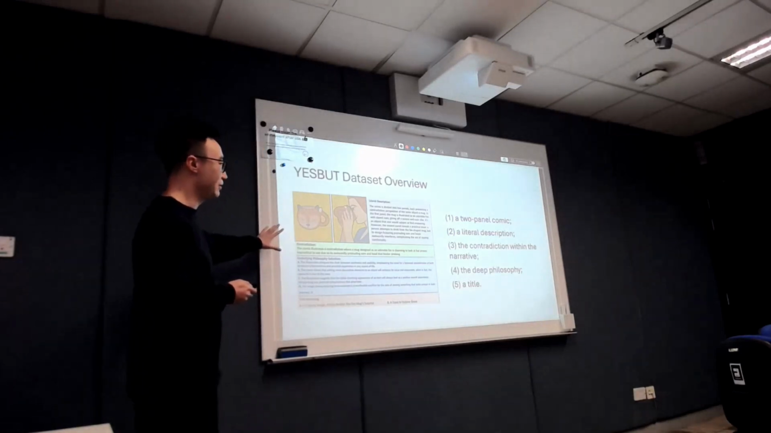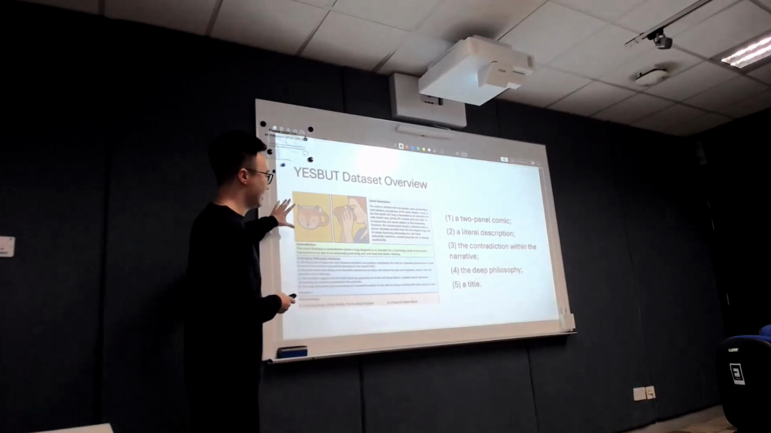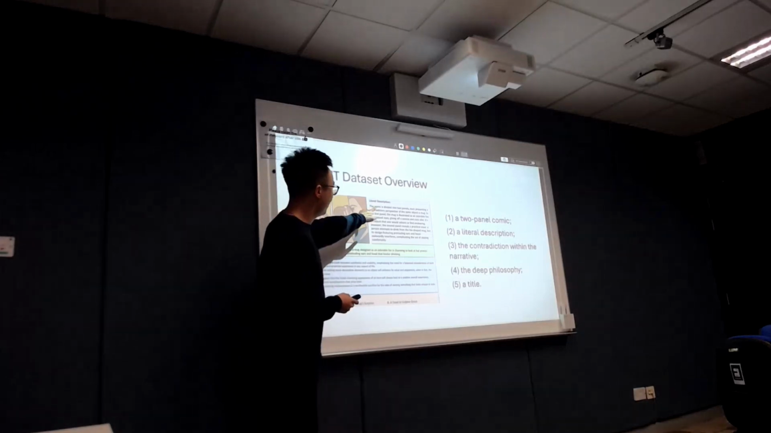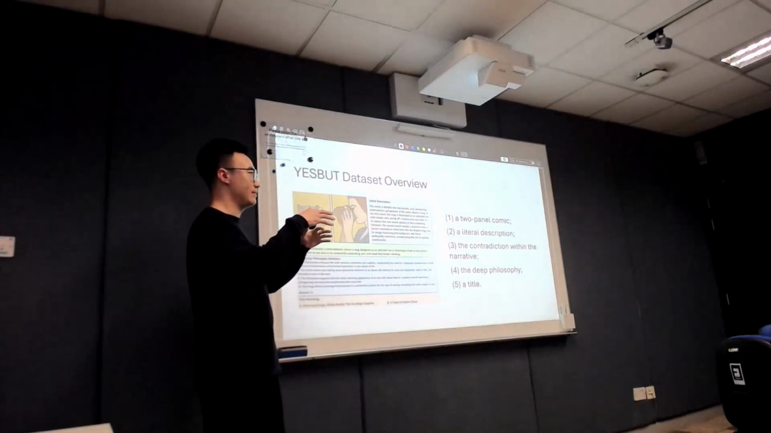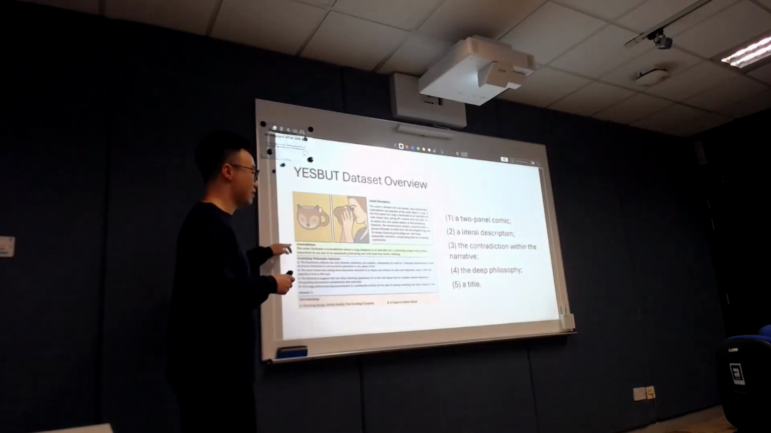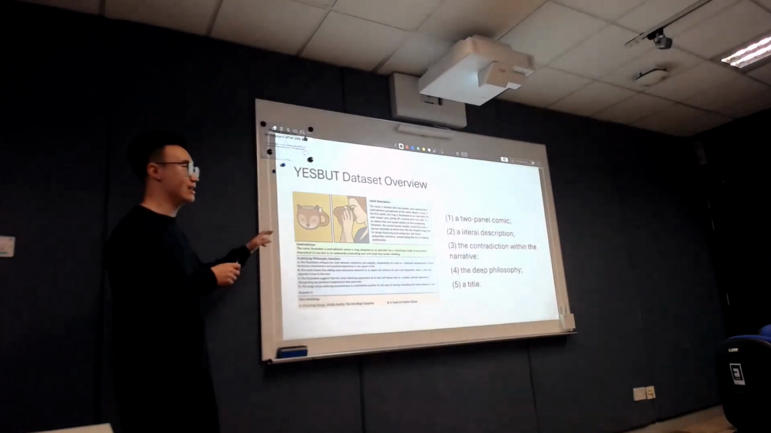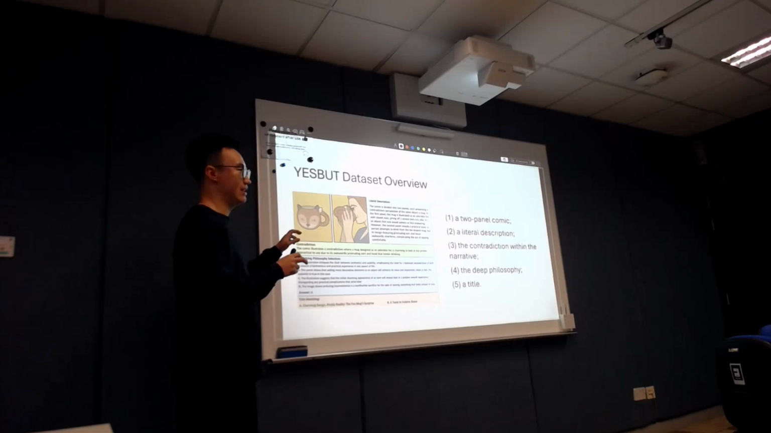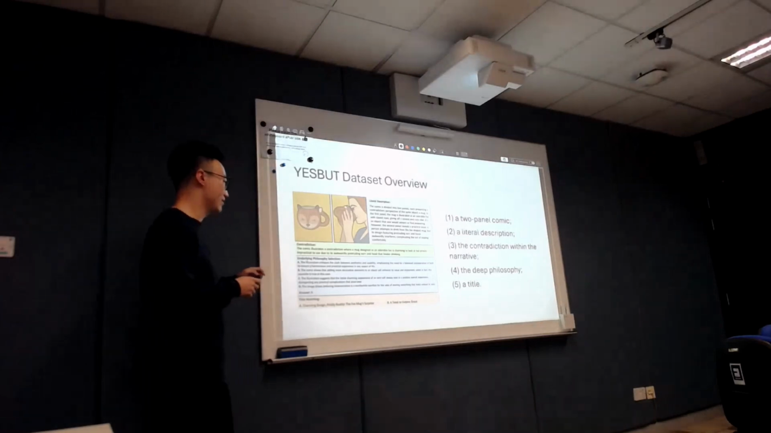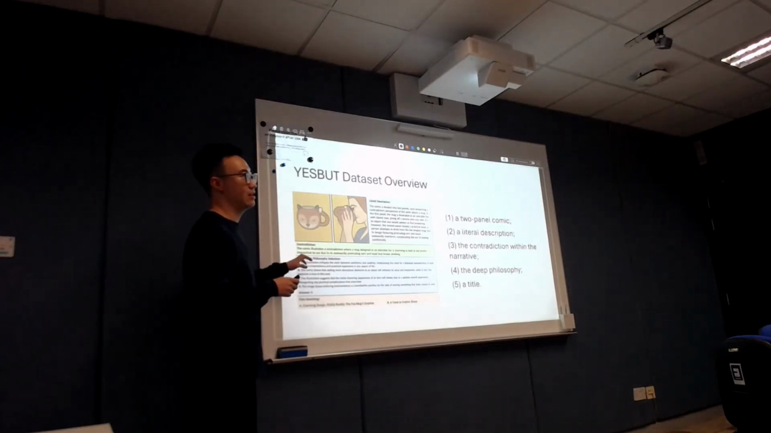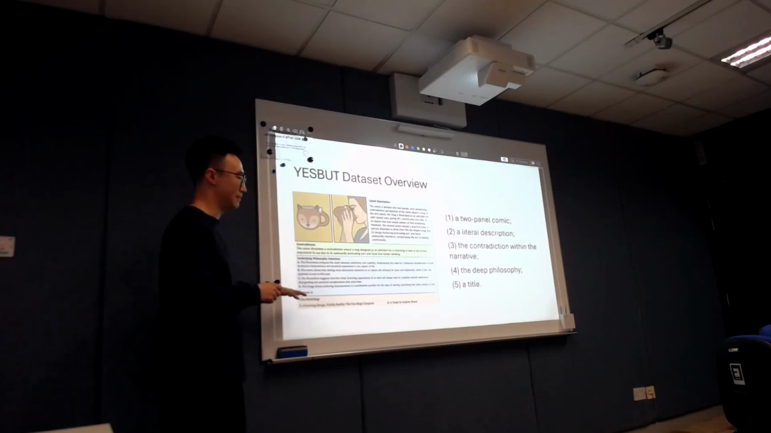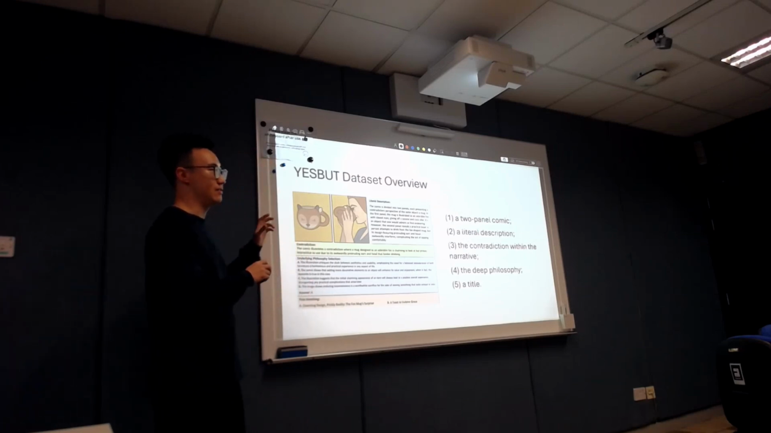Here is a sample overview. A sample first contains a comic image with two panels, and then a literal description. This literal description is the very surface form of the caption, like what this image talks about, so it's pretty shallow. Then there's the contradiction, which is usually a sentence that illustrates what contradiction comes from this narrative. We also annotate the underlying philosophy, which is the deeper semantics of what this comic aims to reveal, and the title. The title is more abstract, like a summarization of this comic.